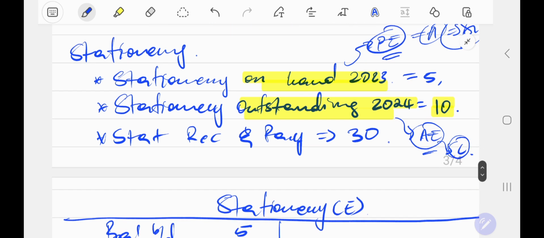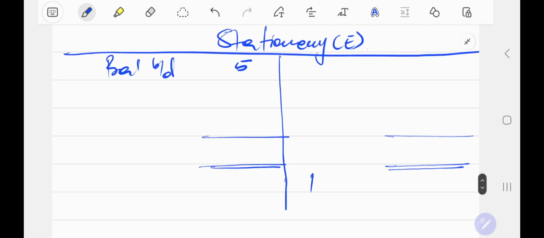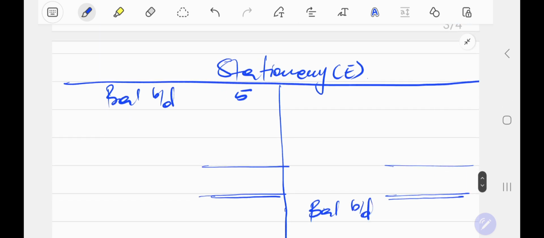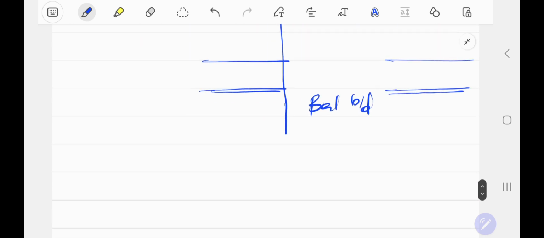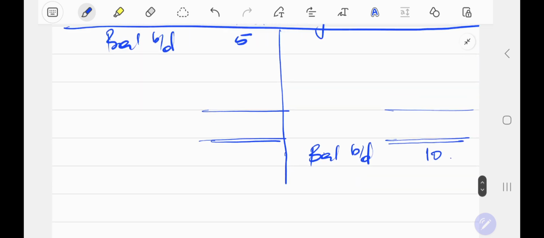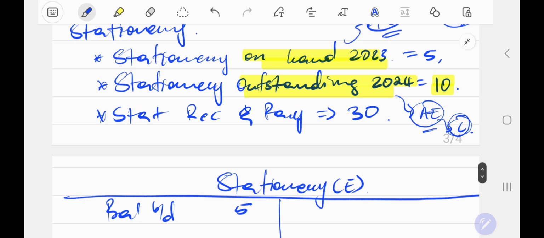So that means that in this case, since accrued expense is a liability, the closing balance is going to be on the credit side. So the balance brought down is going to be on the credit side. How much is the balance brought down? The balance brought down is going to be the 10 rands. So it's going to be 10 rands here, and then balance carried down 10 rands here as well. Can you see? And then they tell you that during the year you paid, right?